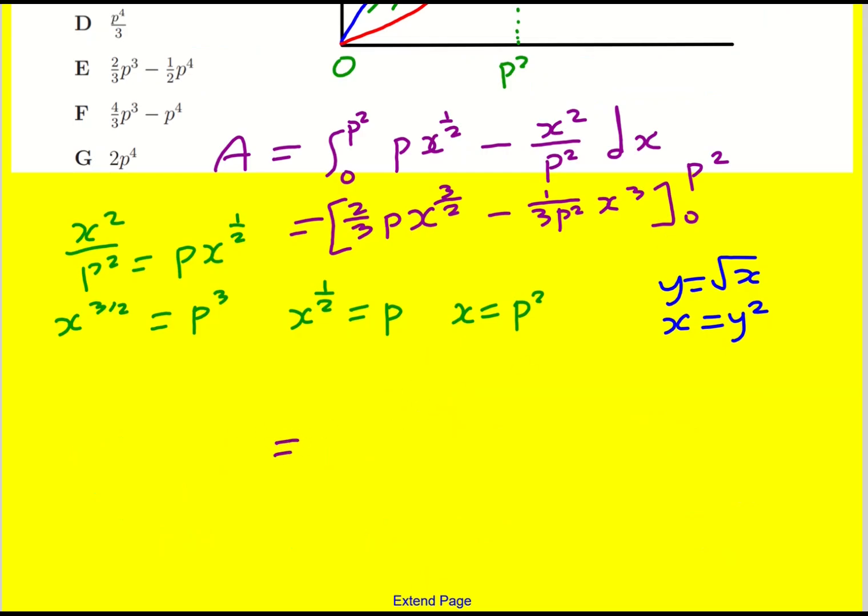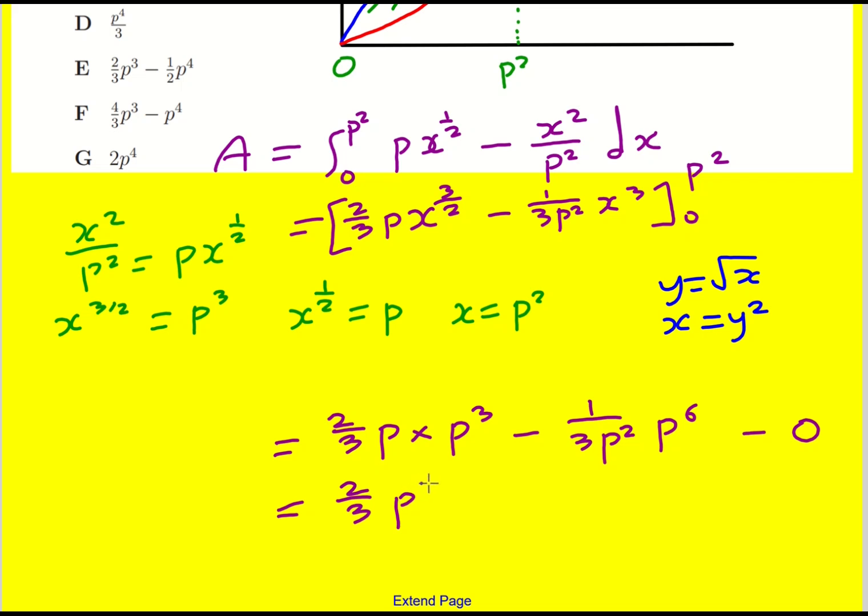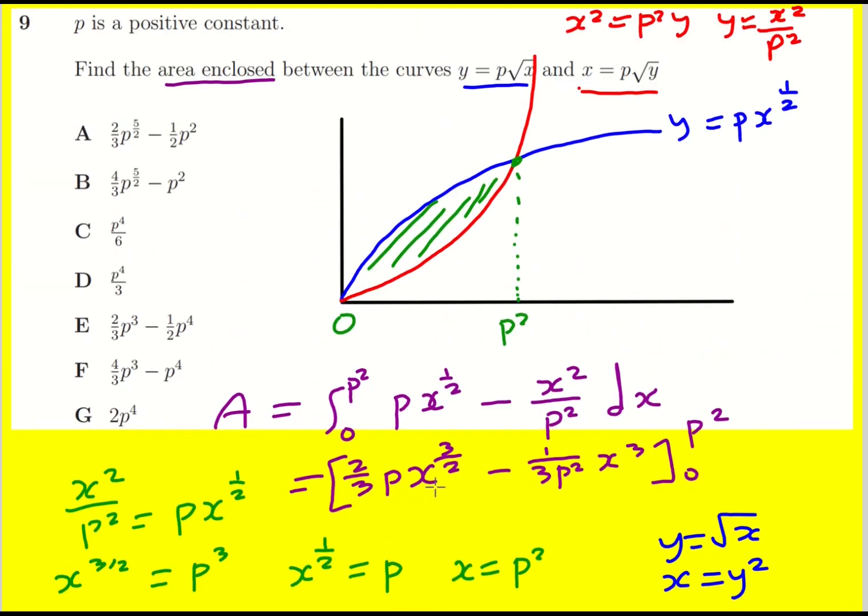Sub in for x equals p squared, so 2/3 p times p squared to the 3 over 2. Well, that's going to be p times p cubed, minus 1 over 3 p squared times p to the 6. And then when I put the 0 in, I'll get 0. Okay, we're nearly there. 2/3 p to the 4 minus 1/3 p to the 4, because this cancels partially with this, which will leave me with an answer of 1/3 p to the 4, or p to the 4 over 3, which gives us d as our answer. Nicely done.